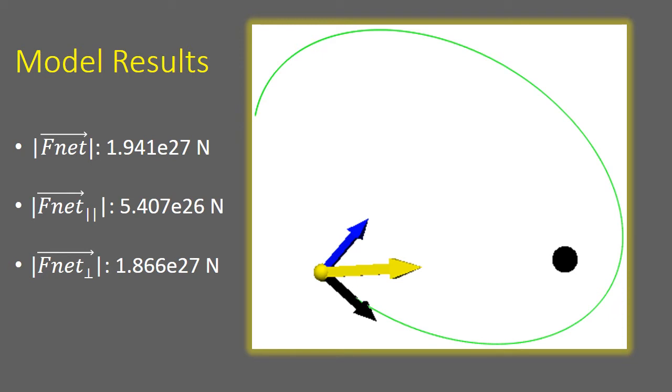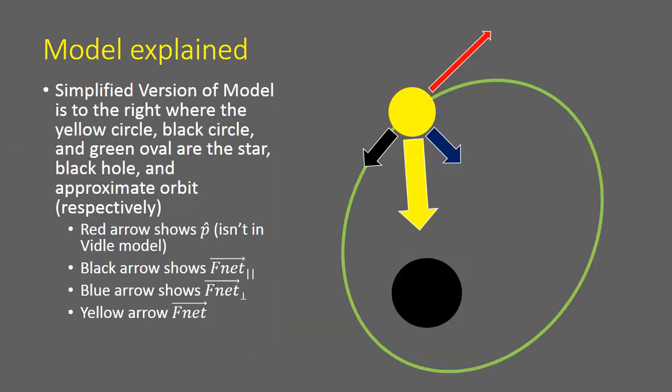Here we can see the results of the model. The FNet magnitude was 1.941 times 10 to the 27 newtons. The FNet parallel magnitude was 5.407 times 10 to the 26 newtons, and the FNet perpendicular magnitude was 1.866 times 10 to the 27 newtons. And the picture on the right we'll expand upon on the next slide.